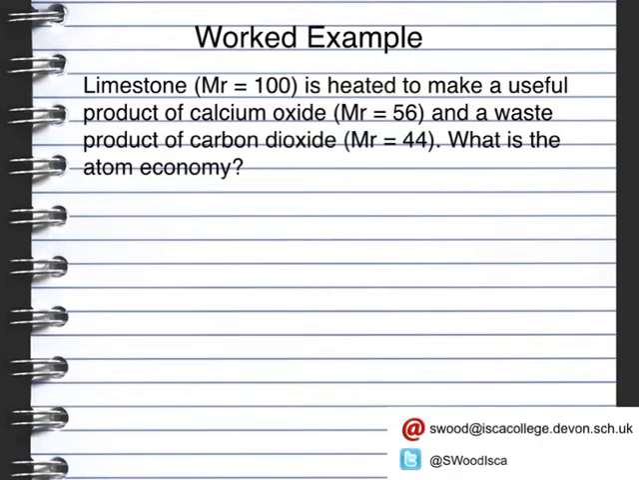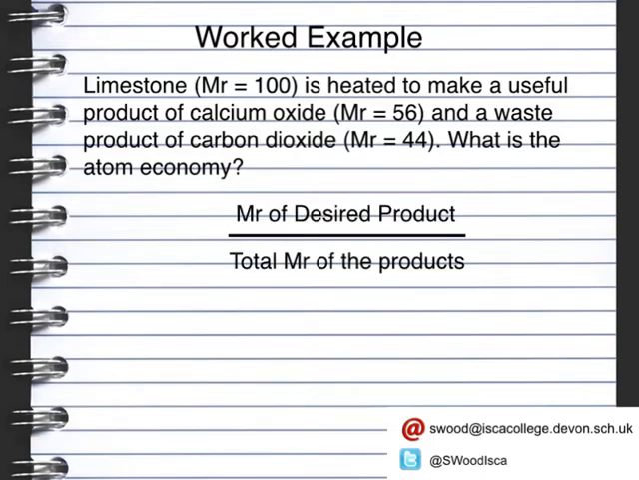So the first thing we're going to do is set out the equation that we're going to use. The atom economy is equal to the mass of the desired product divided by the mass of the total products. Now we'll substitute the numbers. The mass of the desired product, the calcium oxide, is 56, and the mass of the total products is 56 plus 44, which, because of the conservation of mass, will be 100. So if we do 56 divided by 100, we come up with an atom economy of 56%.